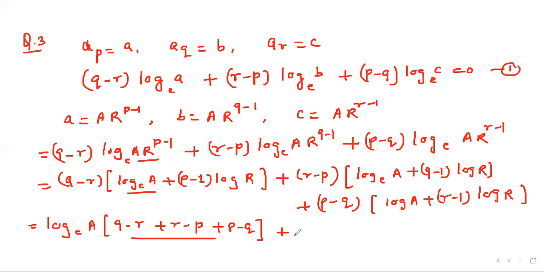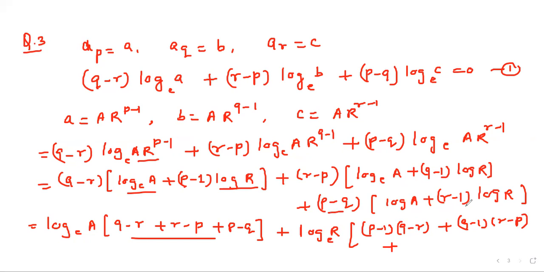Similarly, if we take log r common, from here we will get (p-1) times (q-r). From here we will get (r-p) times (q-1). And from here (p-q) times (r-1).